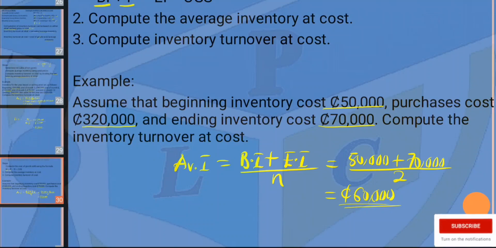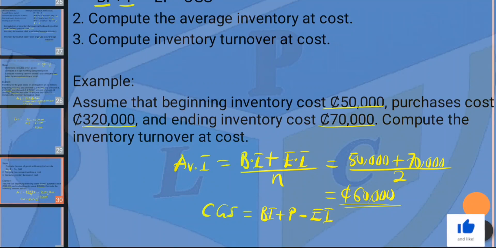Once you're able to get that, we are not done. We are also asked to compute the inventory turnover at cost, but we don't know the cost of goods sold, so we need to calculate for that one. So the cost of goods sold is going to be calculated as your beginning inventory plus purchases minus ending inventory. I believe that is clear.